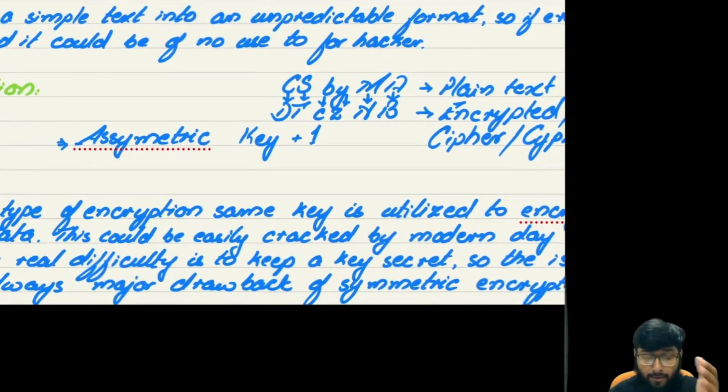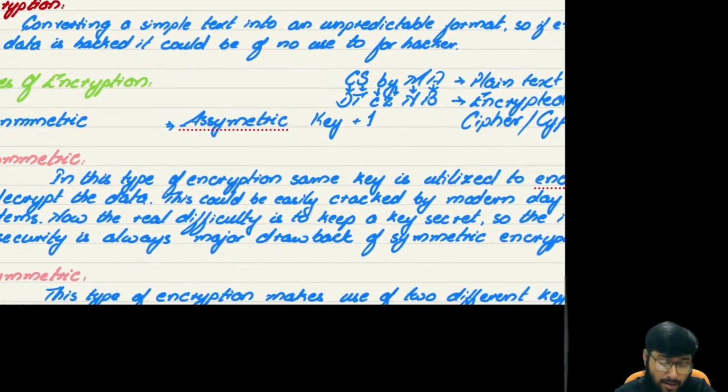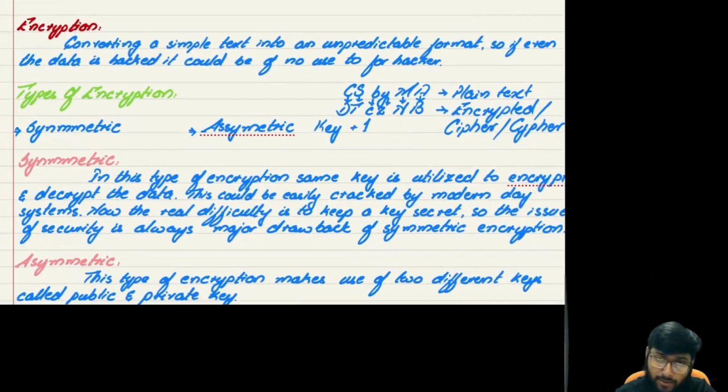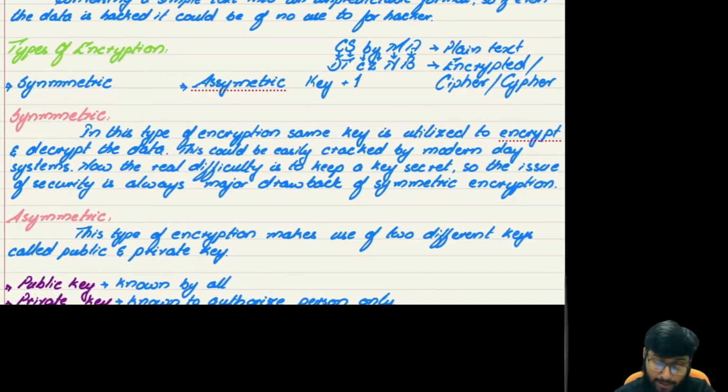Now when I need to decode this, I will again be utilizing a similar key, but this time I need to decode, so I will be utilizing -1. So this type of encryption, where I'm utilizing the similar key, is known as symmetric encryption. You may see that I have written over here: in this type of encryption, the same key is utilized to encrypt and decrypt the data.